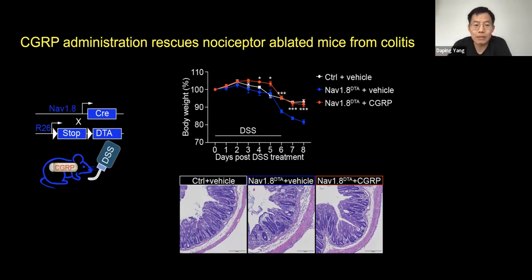And we also treated these mice with DSS, and we found that the CGRP administration can rescue the nociceptor knockout mice from colitis, compared with the vehicle-treated knockout mice. That is also displayed by both body weight and colon structure.